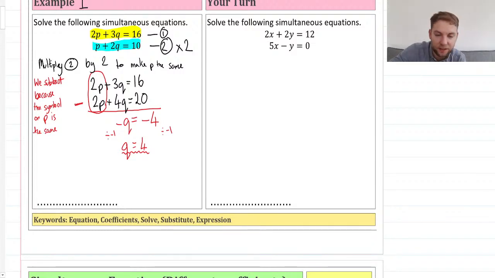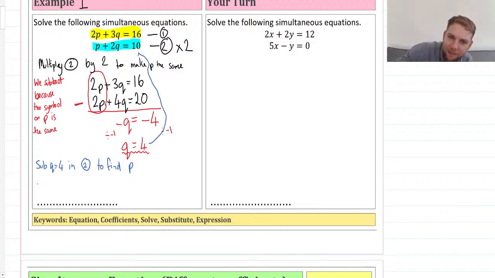Now the best one I think to sub into is equation 2 because I've got a single p here. So let's write that down. So we're going to sub q equals 4 into equation 2 to find p. So equation 2 was this. We're basically putting this back into here, okay? To find out what p is.